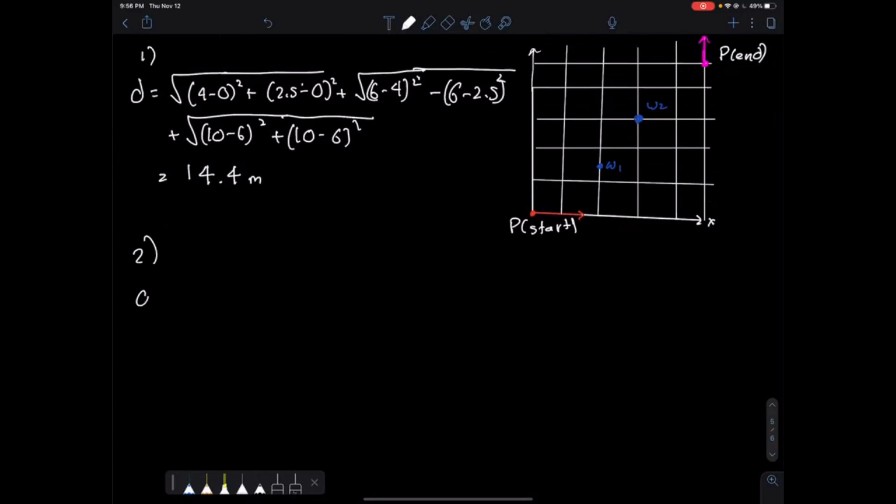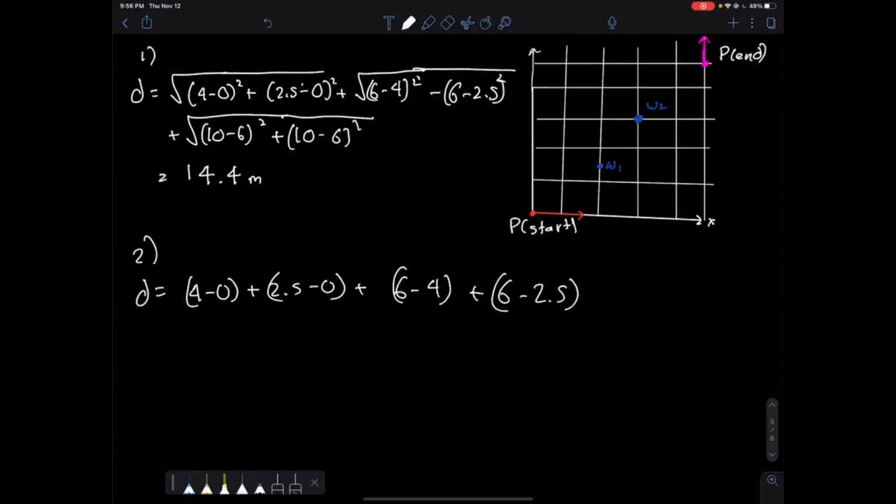All right, the Manhattan distance is going to be equal to your x's minus your x's plus your y's. So it's just going to be W1x minus P start x. So that's just going to be 4 minus 0. Then plus your y distances. So that's going to be 2.5 minus 0. That plus your W2 minus your W1. So that's going to be 6 minus 4 plus 6 minus 2.5.